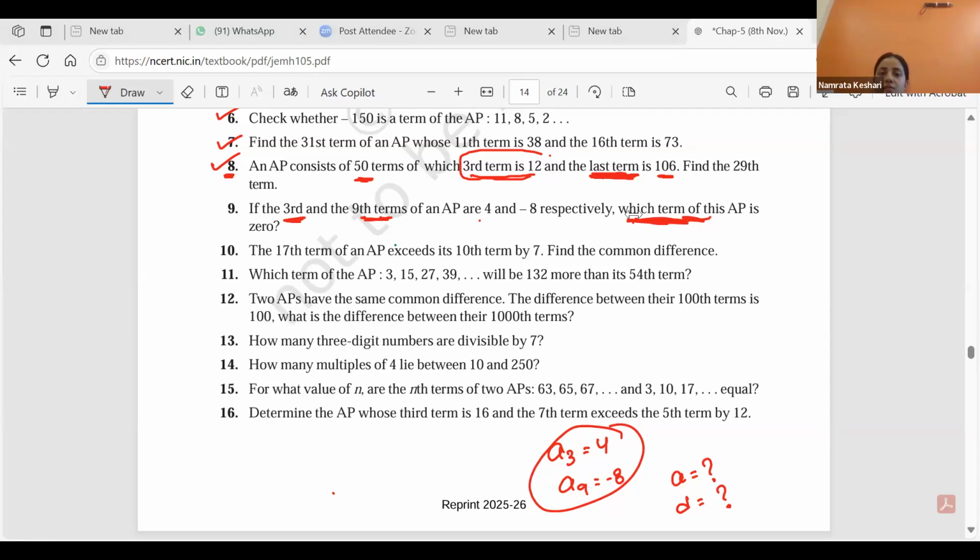Number 8 answer is 29. Okay, 29th term is 64. Yes. Let me check. Yes, Afreen, it is correct.